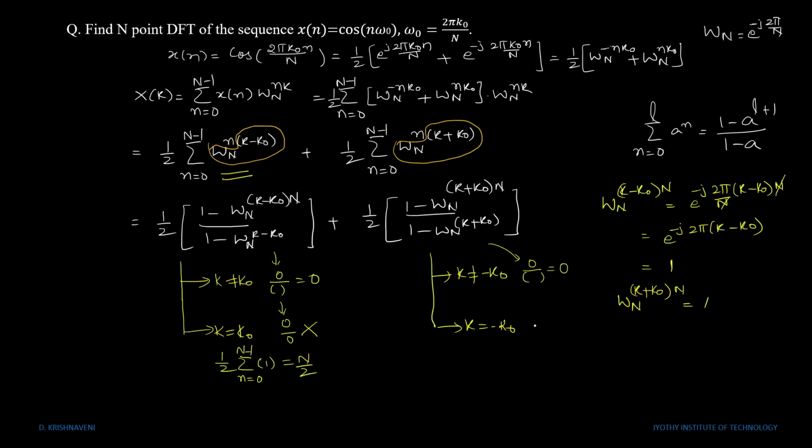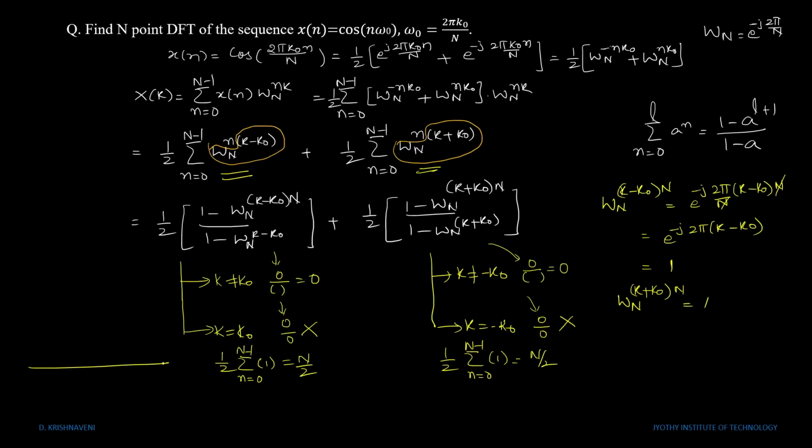Similarly, in this particular case also, when k equal to minus k naught, once again you can check the denominator will become 0, or we will get 0 by 0, which we cannot consider because it is indeterminate. So that's why this condition we are going to substitute in the original summation. So half summation n equal to 0 to N minus 1, WN to the power of 0 is 1, so here also we will get N by 2.